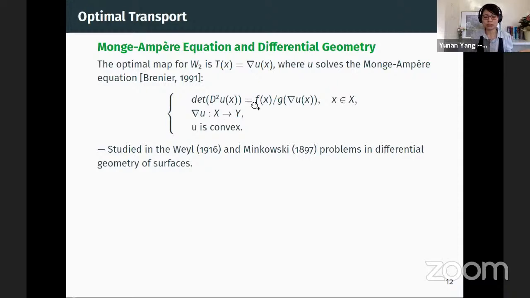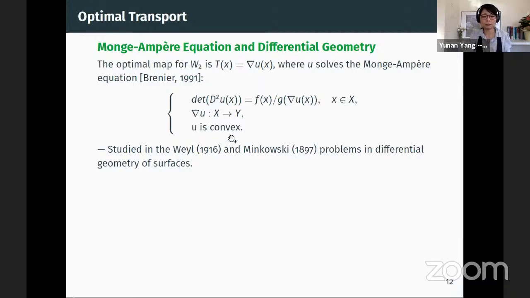So if I put my source distribution in the numerator and my target distribution in the denominator, and if I also can solve this fully nonlinear PDE, then the gradient of that solution will be my optimal map T. So this offers us one more way to compute the Wasserstein distance and the optimal map, but also connects us with differential geometry, because the Monge-Ampère equation has already been studied by Weyl and the Minkowski problem in differential geometry. And that also gives us a way to investigate the geometric information embedded in the Wasserstein space and for the Wasserstein distance.